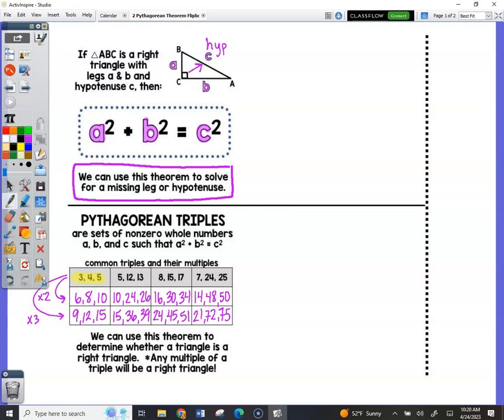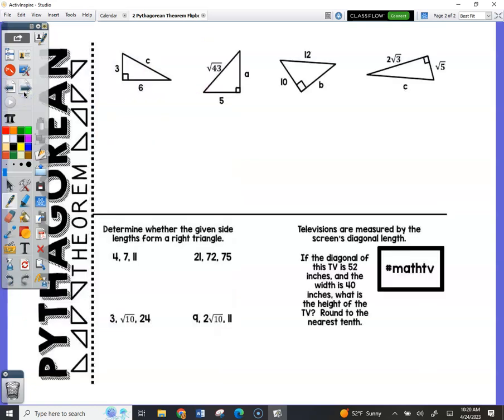Okay, so open your flip book. The first thing we're going to do is practice finding the missing side of a right triangle. So look at this first example right here. The first thing I want you to do is draw your arrow from the right angle to the hypotenuse, which in this case would be C, right?